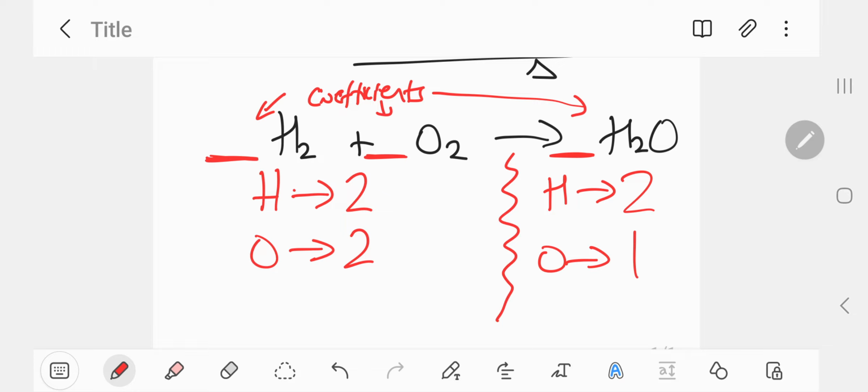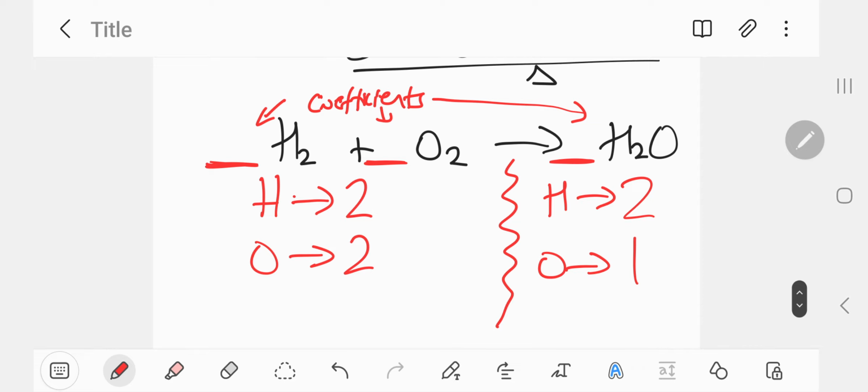Okay, that's step two. Step three, we can only multiply these numbers here. What do I mean by that? Well, hydrogens are fine, tick, tick. There's two on each side. Oxygen, there isn't. How do we turn this 1 into a 2? We can only multiply. These are the rules of the game. To turn 1 into 2, I'll multiply by 2. And I'll put a 2 out the front.